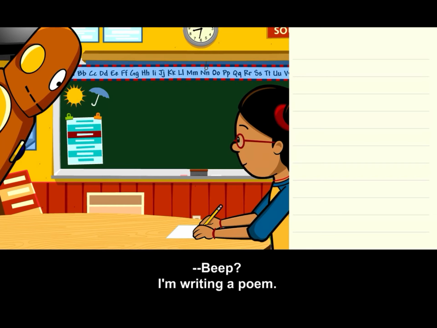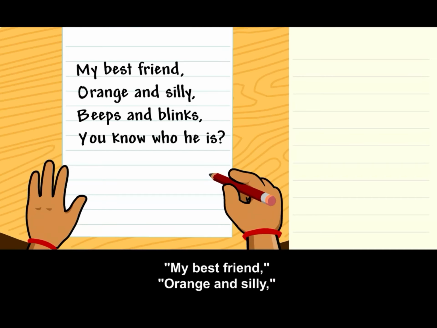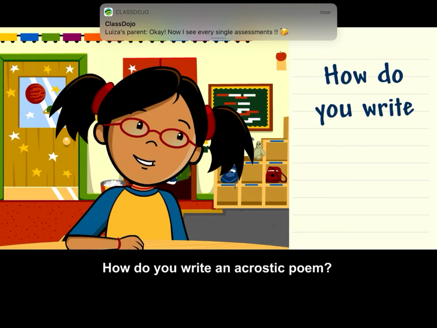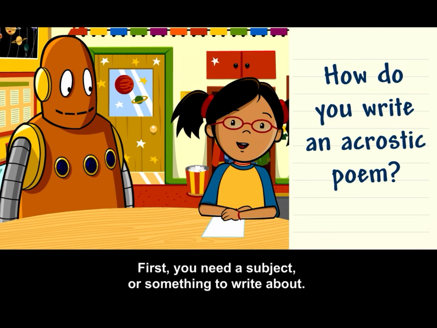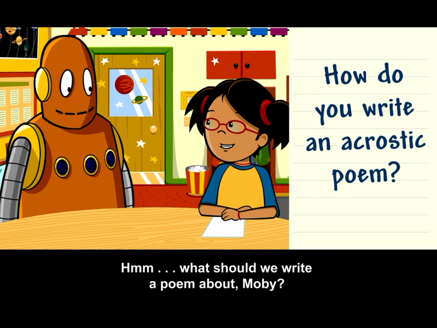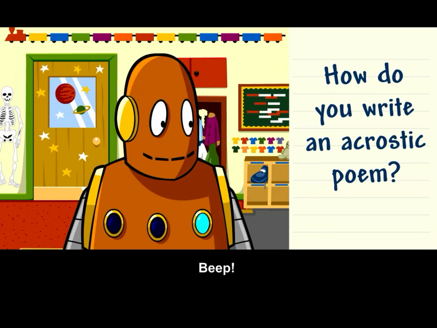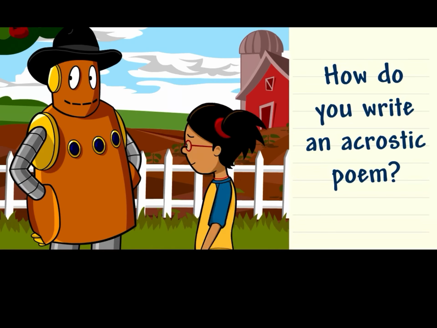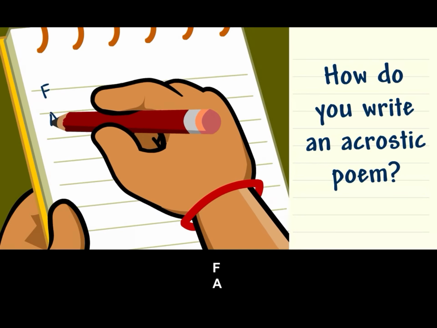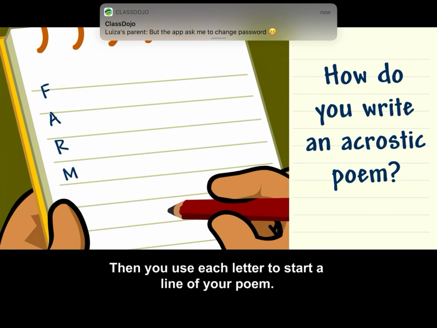I'm writing a poem. My best friend, orange and silly, beeps and blinks. You know who he is? How do you write an acrostic poem? First, you need a subject, or something to write about. What should we write a poem about, Moby? Good idea. Next, write down a word or idea about your subject. F-A-R-M. Then you use each letter to start a line of your poem.